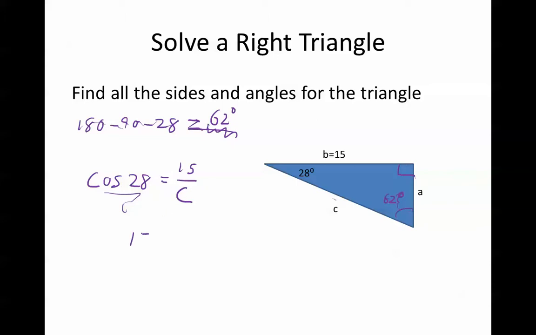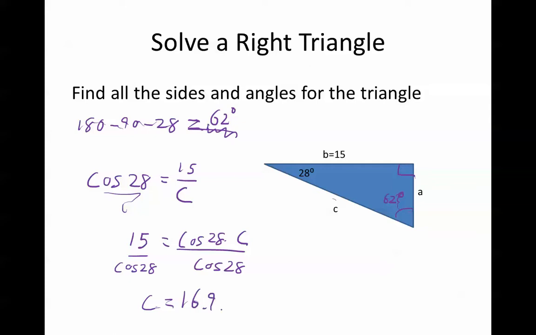So 15 times 1 makes 15. Cosine 28 times c makes cosine 28 times c. And then to get the c by itself, I'm going to divide both sides by the cosine of 28. And now that's calculator work to find that c value here. So this is 15 divided by cosine of 28, which is going to give us 16.99. So that number right down there is 16.99.